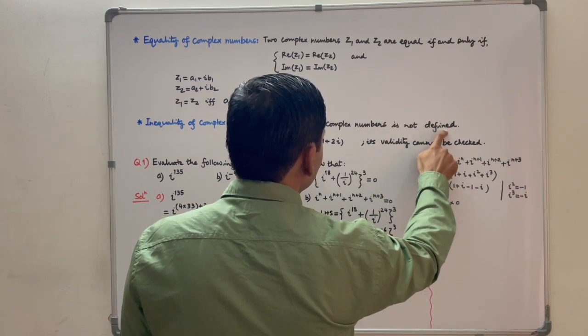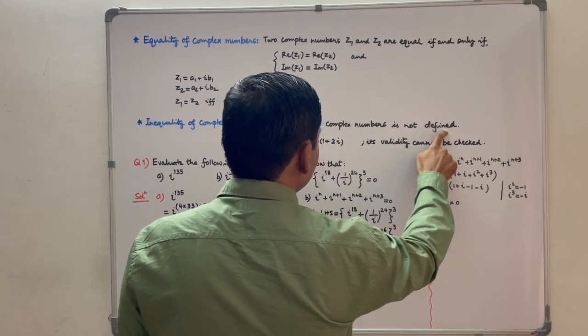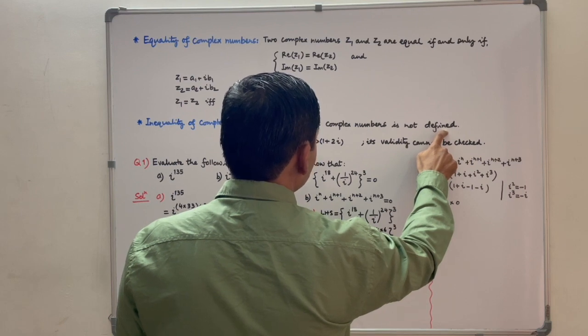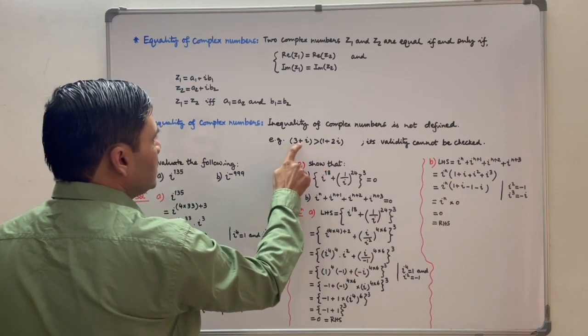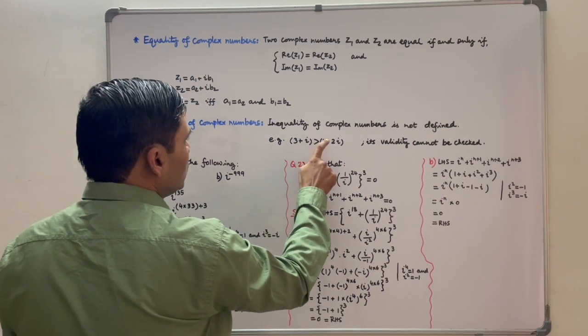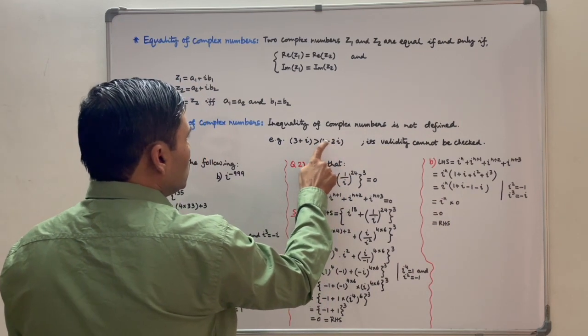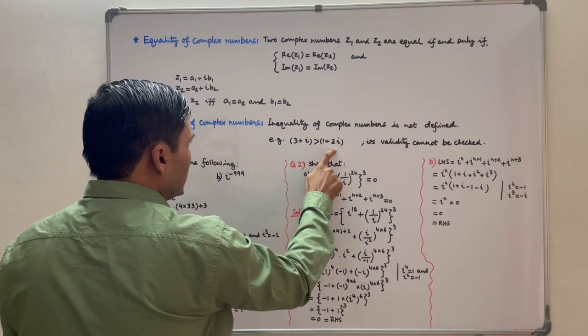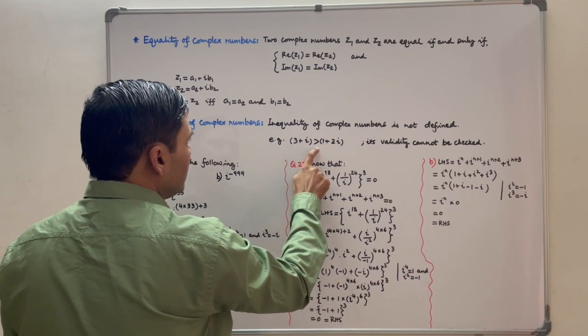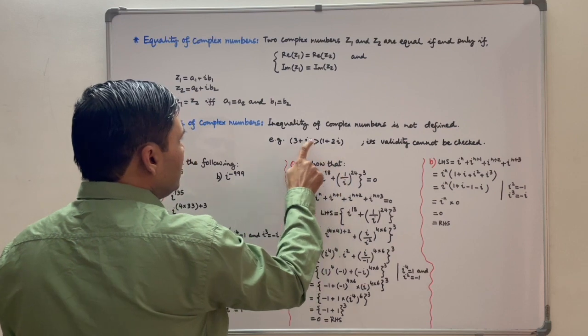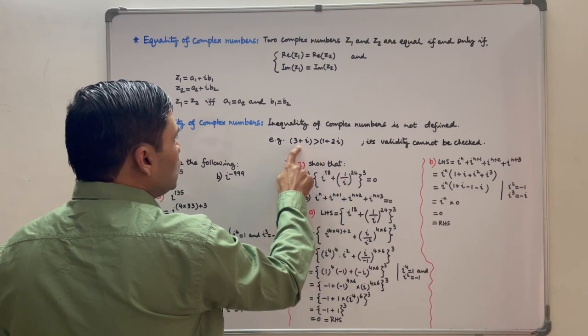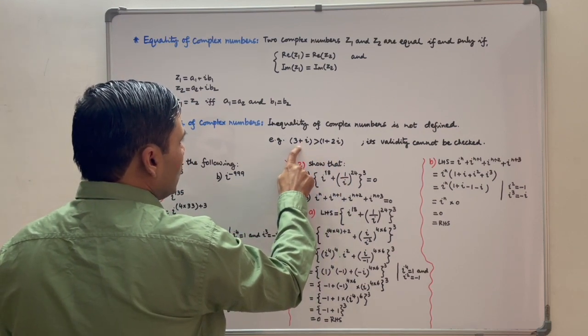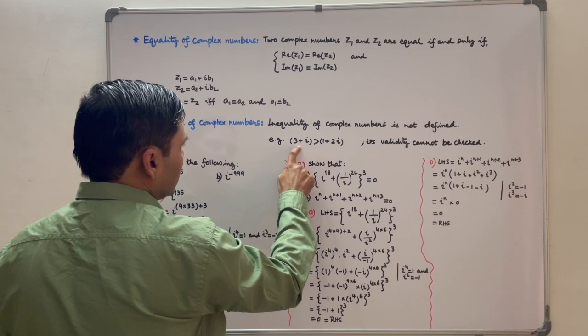Suppose Z1 and Z2 are two complex numbers. If we say Z1 is greater than Z2, there is no way to verify that. For example, let's say Z1 is equal to 3 plus i and Z2 is equal to 1 plus 2i. So if Z1 is greater than Z2, that means 3 plus i is greater than 1 plus 2i. If we simplify this, we get 2 minus i is greater than 0, or i is less than 2, which is meaningless because we know i is equal to under root minus 1.